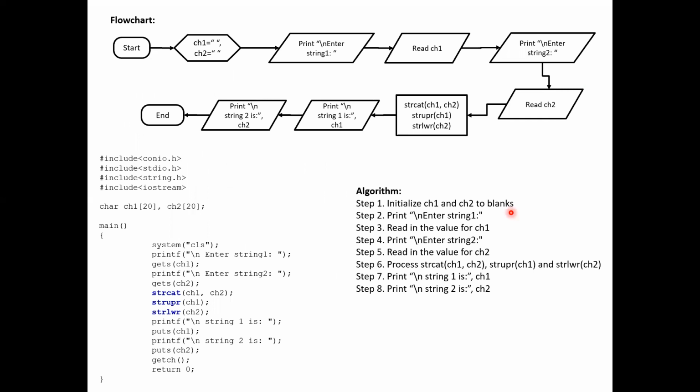Now, if I'm going to create a flowchart and algorithm, this is what it looks like. It's pretty much very simple. It's in sequence form, or sequence control structure. String cat, string upper, and string lower are just put inside a process symbol, or a rectangle. So that's the equivalent of string cat, string upper, and string lower. And this is the algorithm for that.